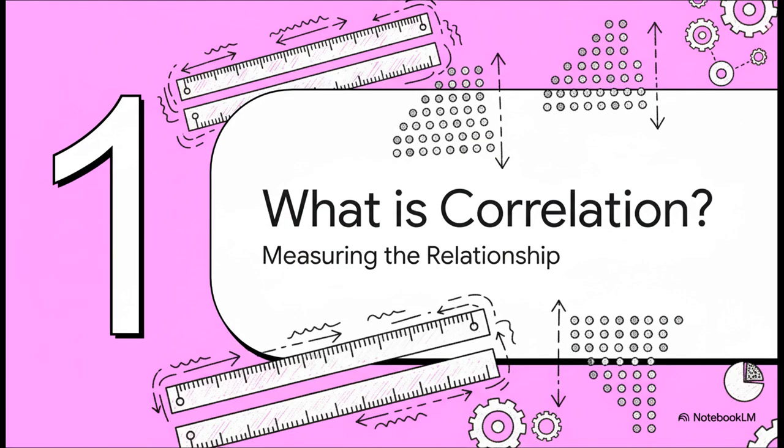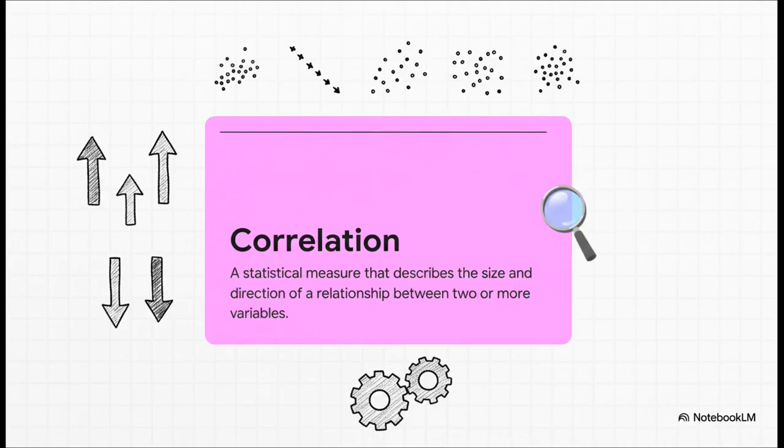Our first and maybe most basic tool is called correlation. The easiest way to think about it, it's like a statistical ruler. It just measures how two things move in relation to each other. Now, the two key words here are size and direction. See, correlation doesn't just tell you if two things are related, it tells you how they're related. Do they move together, or do they move in opposite directions? And maybe just as important, how strong is that connection? Is it super strong, kind of weak, or just somewhere in the middle?